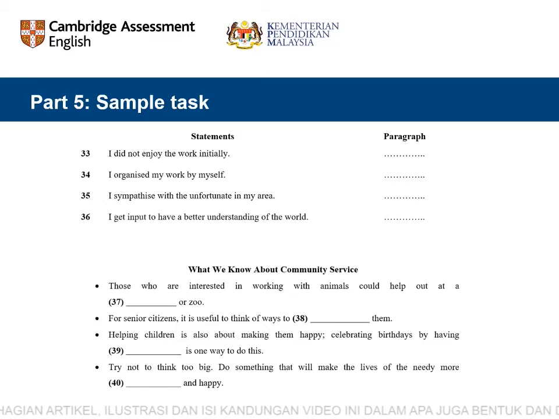You can see that items 33 to 36 require the candidates to find a piece of specific information in one of the paragraphs A to F. The second task, for items 37 to 40, candidates must choose one word from paragraphs A to F to complete each gap. Now, I'd like you to think about what is being tested in these 2 task types. Please take a minute to do this.